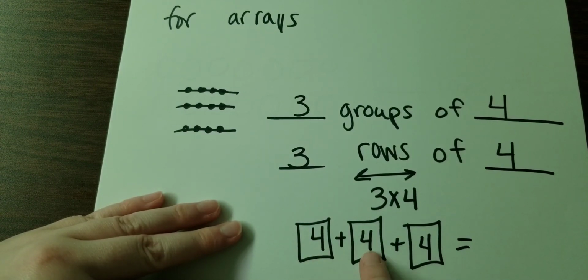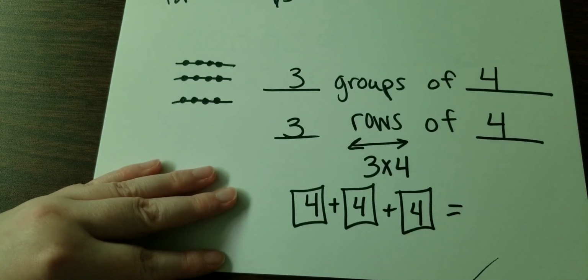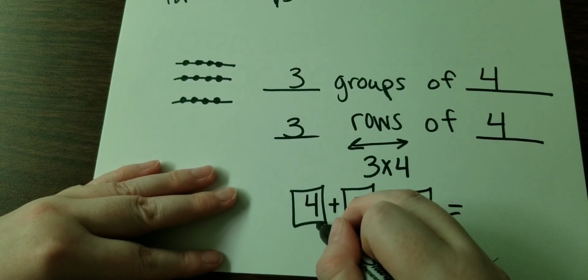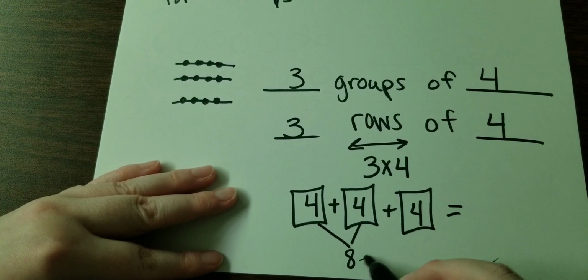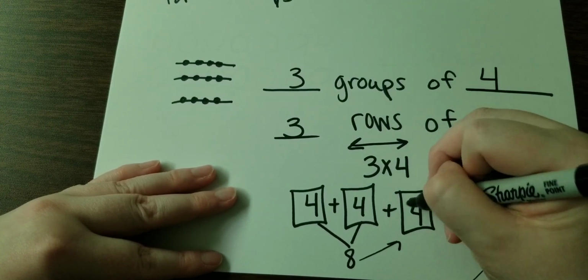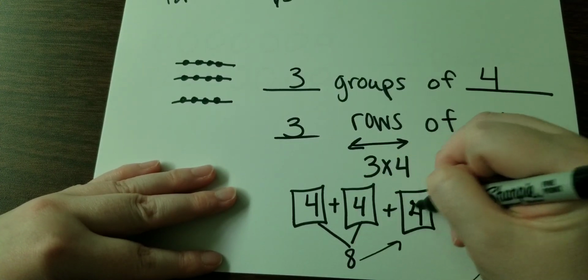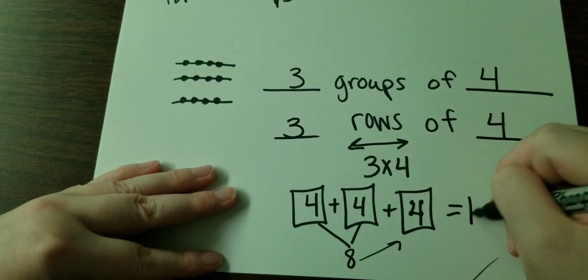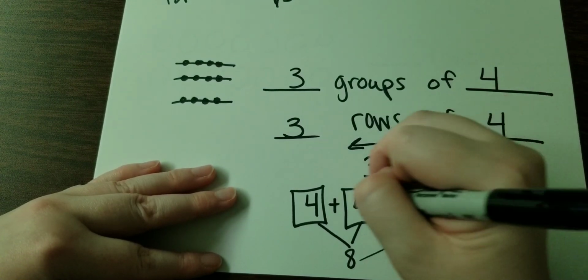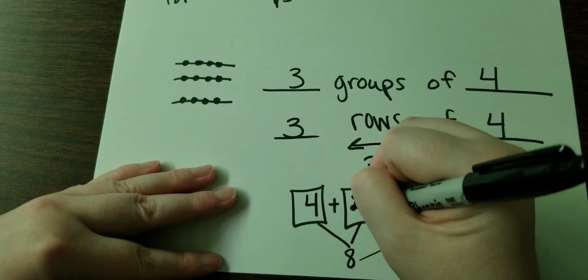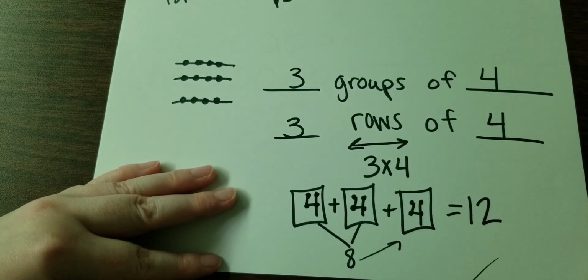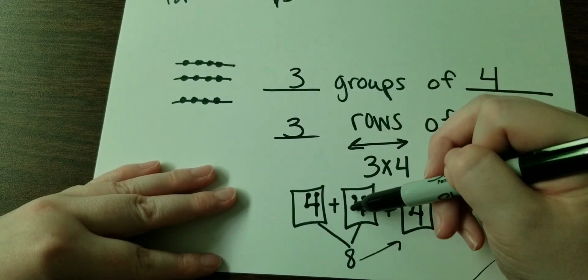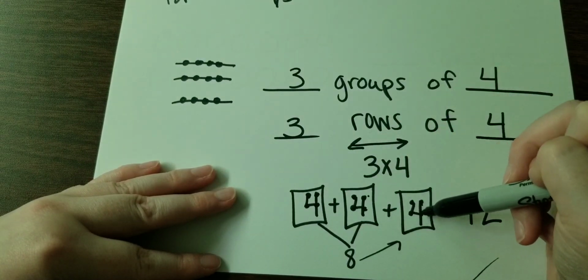So what is 4 plus 4 plus 4? I can skip count or use known facts. I'm going to use known facts. I know 4 plus 4 is 8. 8 plus 4 more is 8, 9, 10, 11, 12. I can always use touch points to quickly add up my repeated addition sentence. 4, 5, 6, 7, 8, 9, 10, 11, 12.